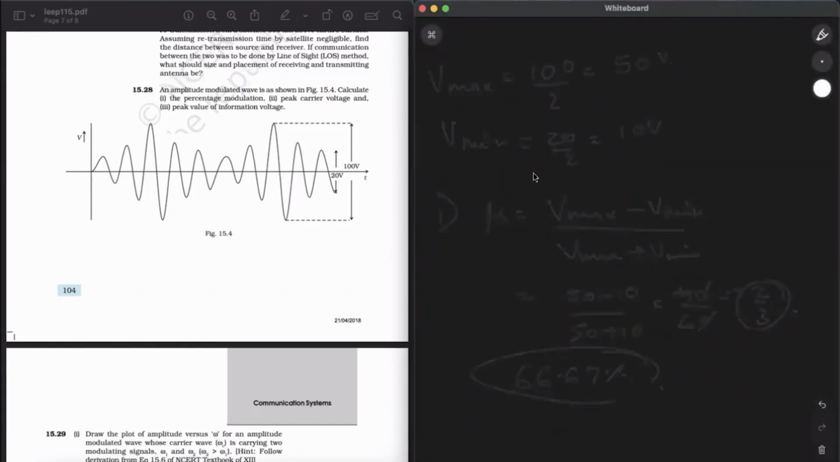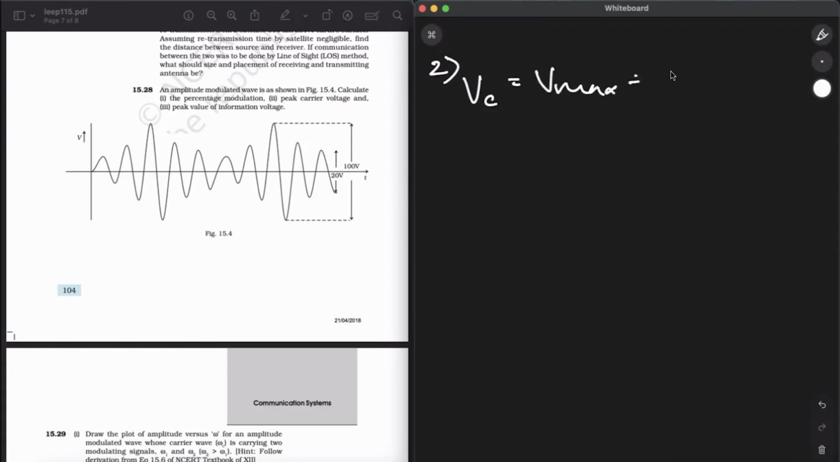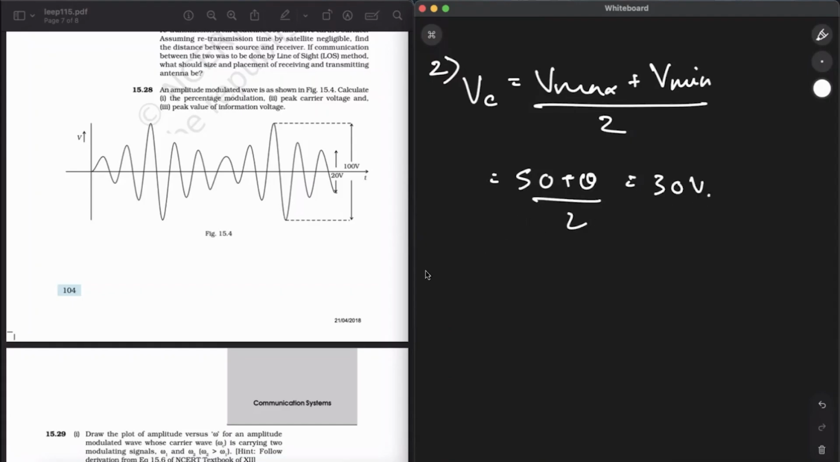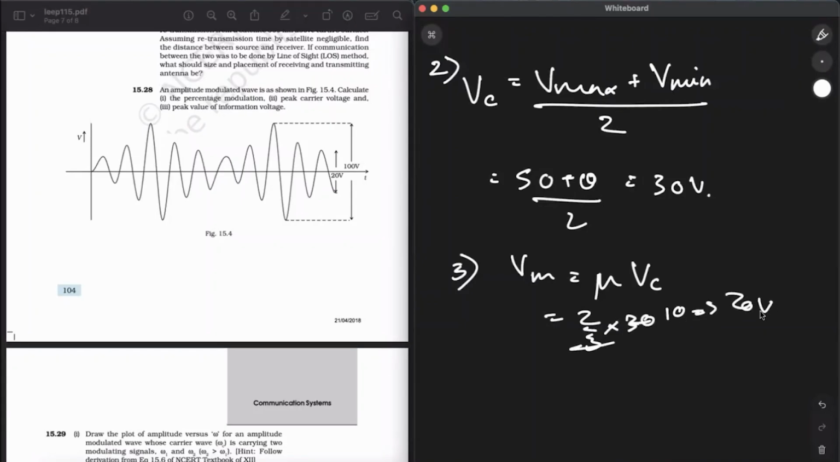And now number 2, the peak carrier voltage VC will be Vmax plus Vmin divided by 2. So that will be 50 plus 10 by 2, which is equal to 30 volts. Alright, now number 3, the peak information voltage. The peak information voltage Vm is equal to mu Vc, which is 2 by 3 into 30, which is 2 into 10, that is 20 volts.